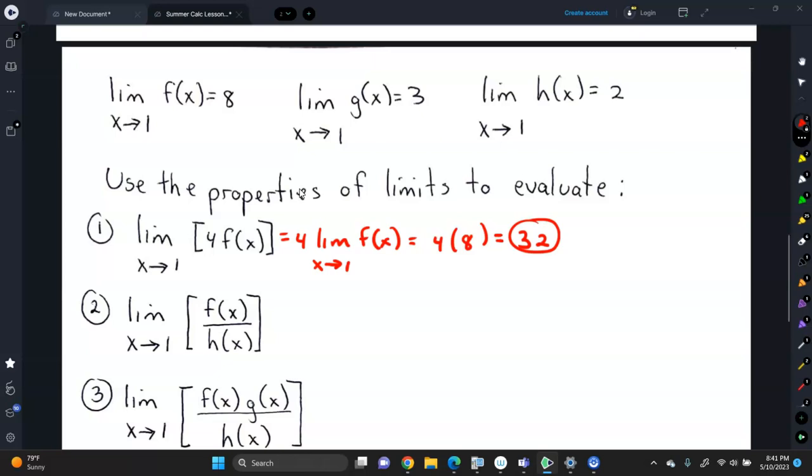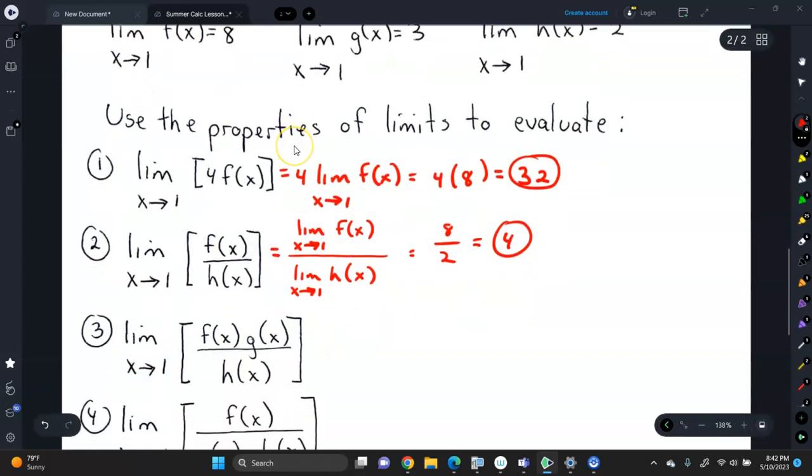Okay, number 2, we've got the limit as x approaches 1 of f of x, right? And we're going to divide that by the limit as x approaches 1 of h of x. And that equals 8 over 2, which is 4.